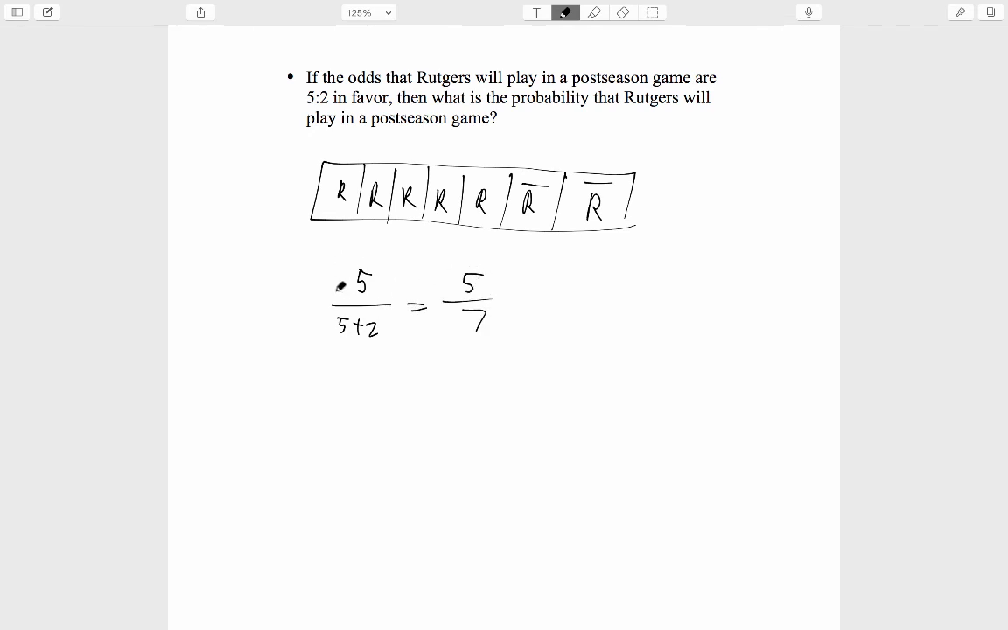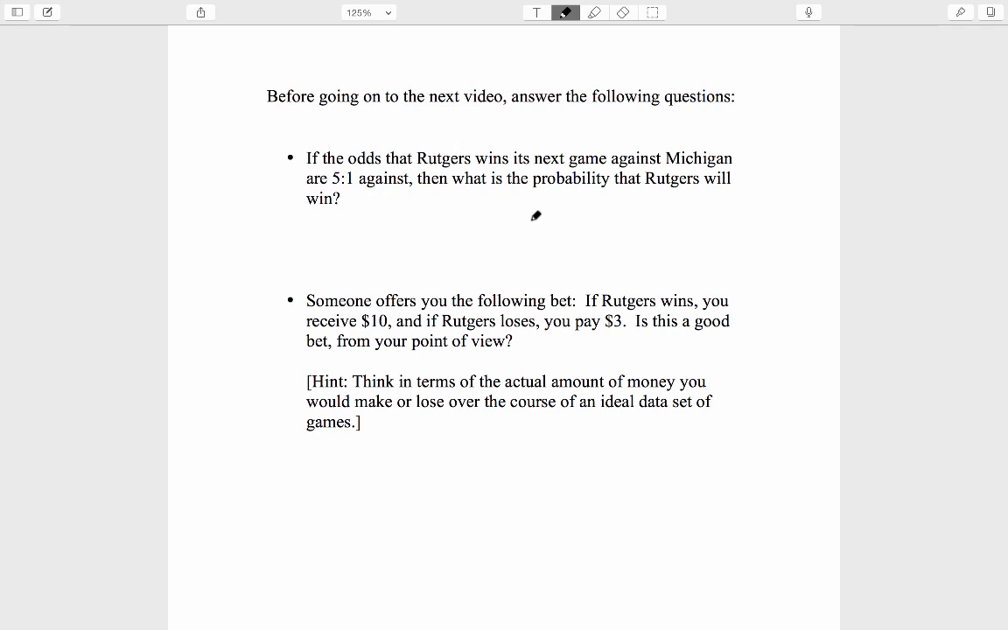We could go and try and look up that formula from before about A over A plus B, but we are much likelier to get it right if we just stop and think what's really going on and represent it by a strip diagram. Before going on to the next video, answer the following questions.